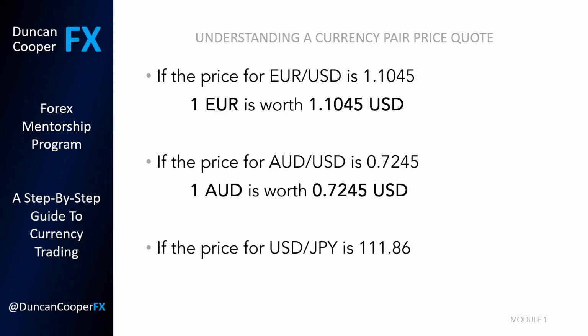If the price for the dollar to the Japanese yen is 111.86, then this means that 1 US dollar is worth 111.86 Japanese yen.